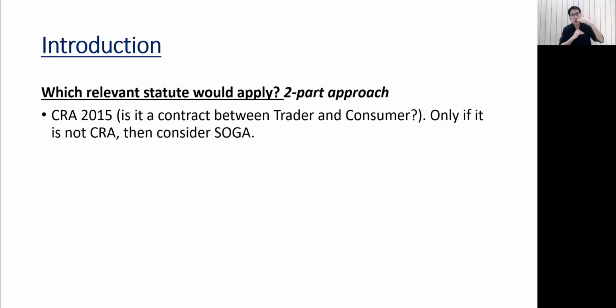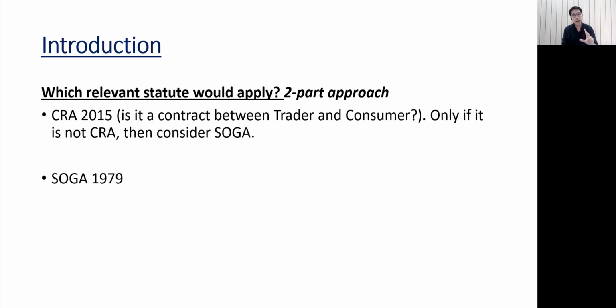It's a two-part test because only where the first part fails, where we conclude that it is not a trader to consumer transaction, then we discuss the second part to raise SOGA, right? And that's how we want to discuss this first part of our answer, as a preliminary issue, where we're discussing whether it's SOGA or CRA. So do not jump straight into discussing section 13, right? Or section 11, whatever section number, but deal with the statute that's applicable.